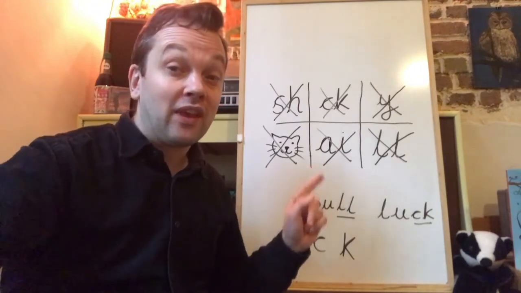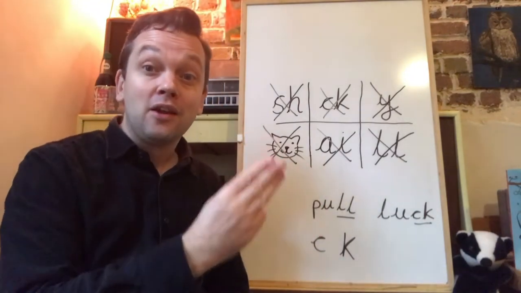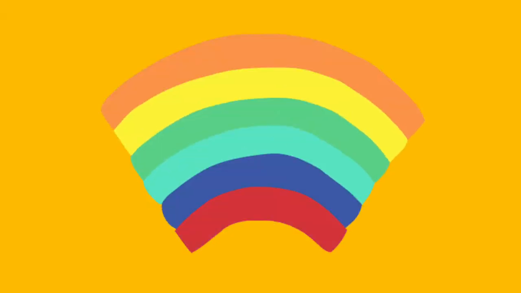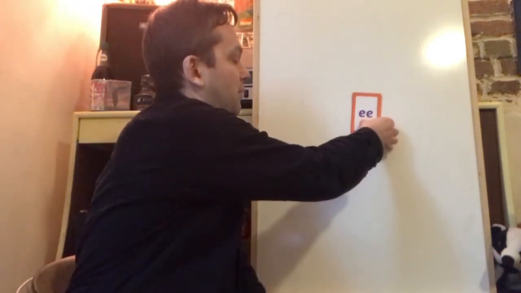Now help me to get rid of this. Let's count down. 3, 2, 1. Now we have something left up on the board here. Let's see what we've got. We've got the letters E and E. Together they make the sound E. So let's say that together. The letters E and E make the sound E.